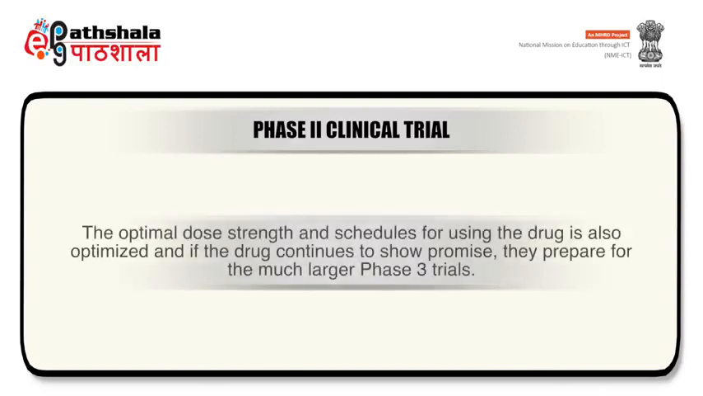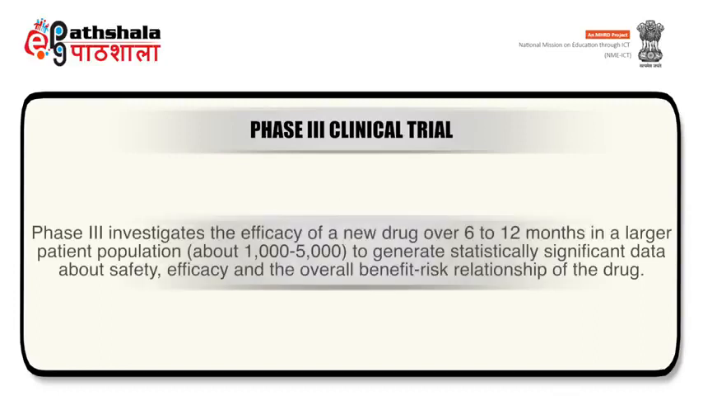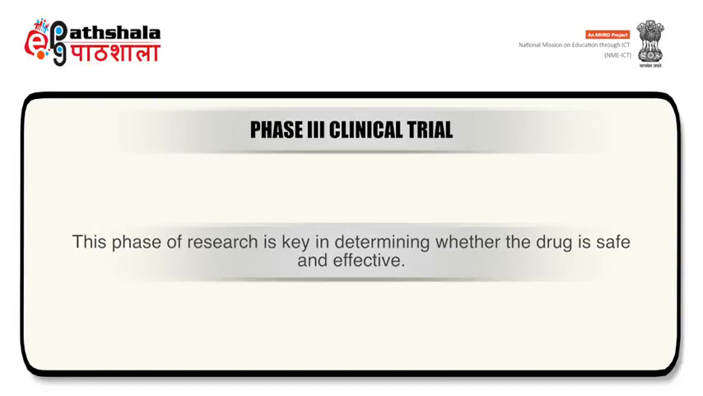The optimal dose strength and schedules for using the drug are also optimized, and if the drug continues to show promise, they prepare for much larger phase 3 trials. Phase 3 investigates the efficacy of a new drug over 6 to 12 months in a larger patient population of about 1000 to 5000 patients to generate statistically significant data about safety, efficacy, and the overall benefit-risk relationship of the drug. This phase of research is key in determining whether the drug is safe and effective.